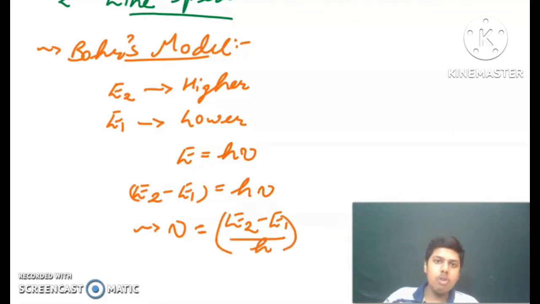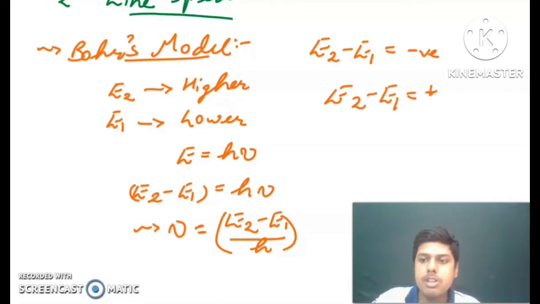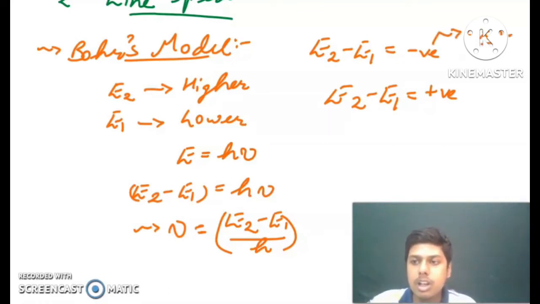Now we can find out whether there is loss in energy or gain in energy, as if E2 minus E1 comes out to be negative, or E2 minus E1 comes out to be positive. Now see, if this comes out to be negative, then it is exothermic, while if E2 minus E1 is positive, then it is endothermic.